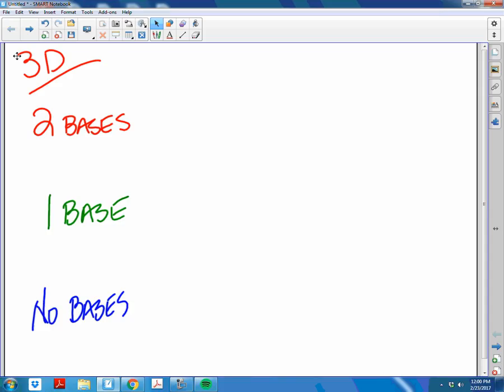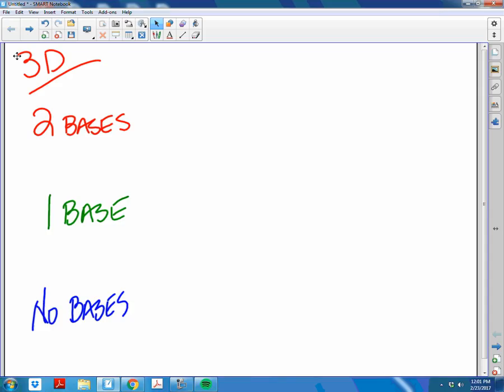Now, in order to push forward, I need you to understand the parts of a three-dimensional figure. Polyhedrons, anybody know what a polyhedron is? No, that's not exactly a good definition. Jaden? A flat-sided, three-dimensional object. They cannot have rounded surfaces. So a polyhedron is simply a multi-sided three-dimensional object with only flat sides. That's what a polyhedron is.